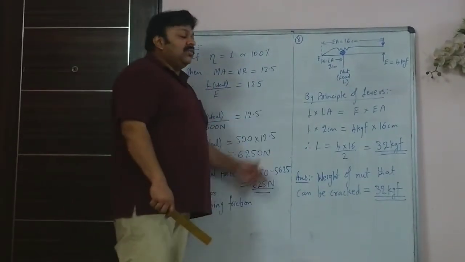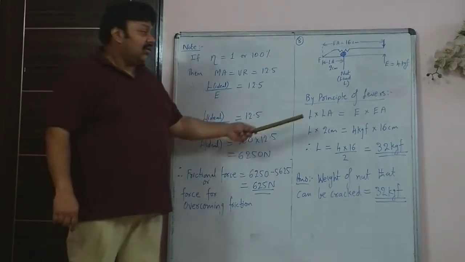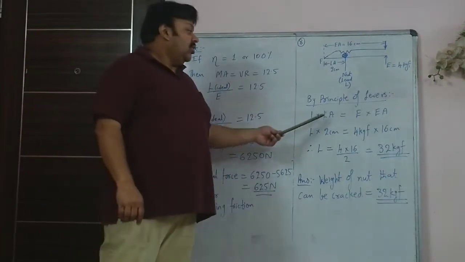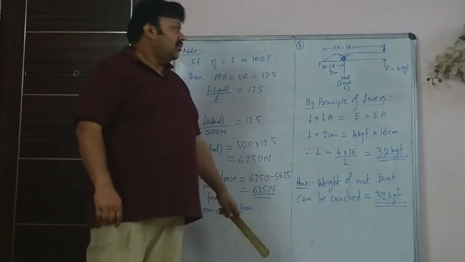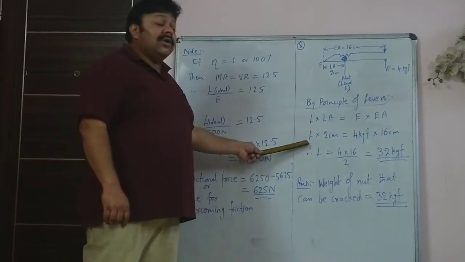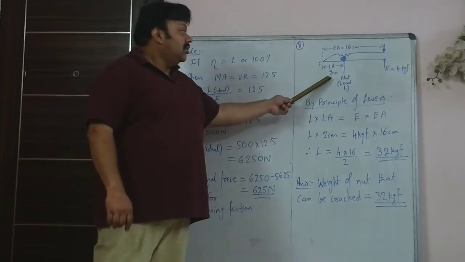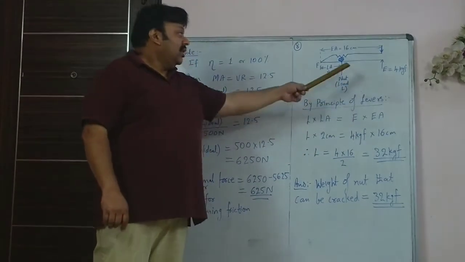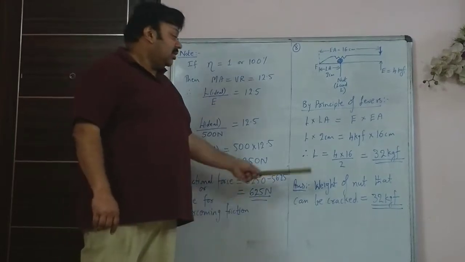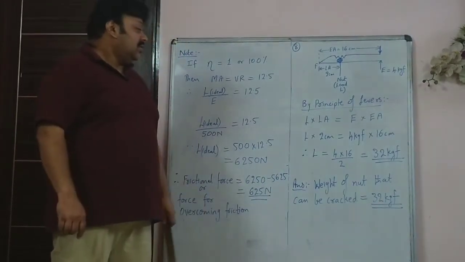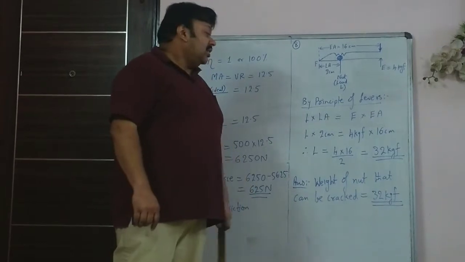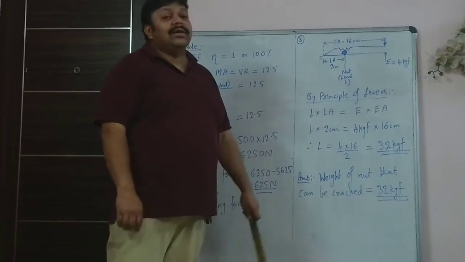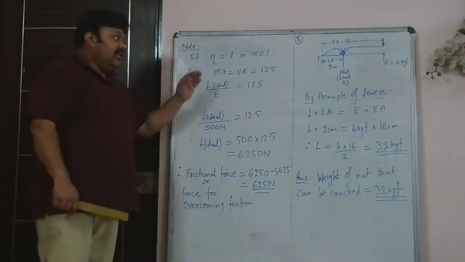You are using the principle of levers, and if they ask what the principle of levers works on, it works on the principle of moments. So load into load arm is effort into effort arm. Load is what we have to find. Load arm is 2 centimeter, effort is 4 kgf and effort arm is 16 centimeter. So load is 4 into 16 upon 2, that is 32 kgf. So you will write the maximum weight of the nut that can be cracked is 32 kgf. Copy it down.